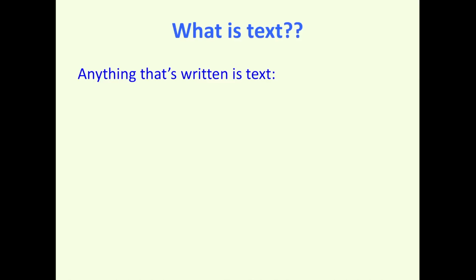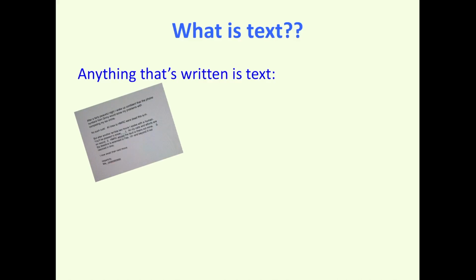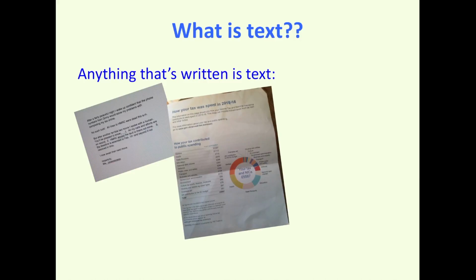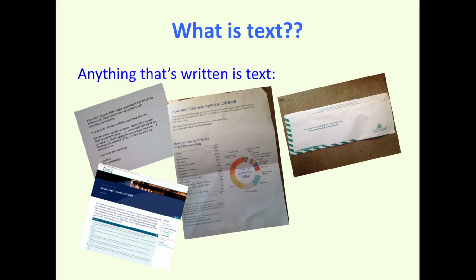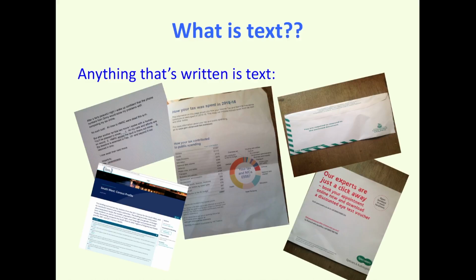First of all, we need to look at what is text. Basically, that's anything that's written. So that can be emails, information from local councils or businesses, something that's written on an envelope, a website, local business information. It can also be text messages, words that are written over images, newspaper articles. Anything that's written is text.